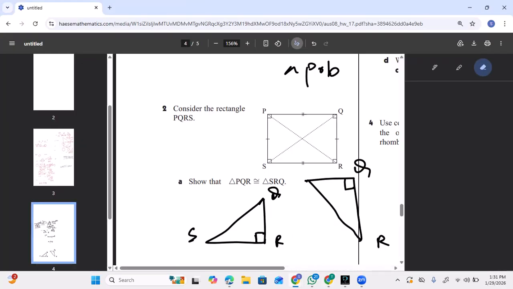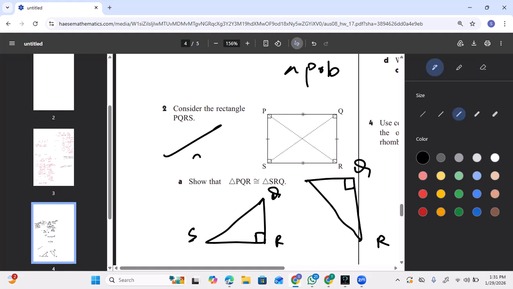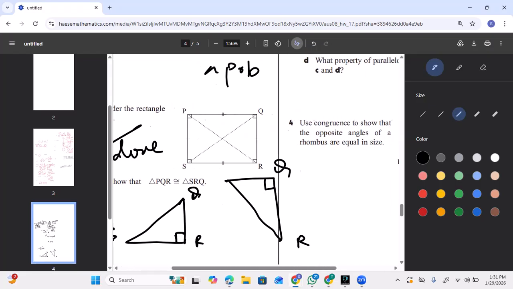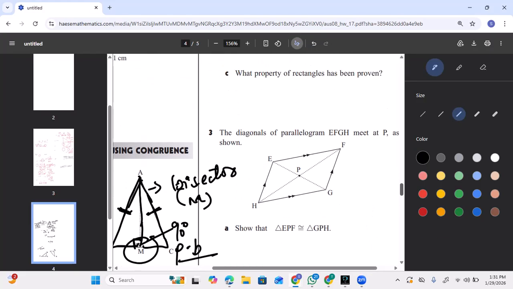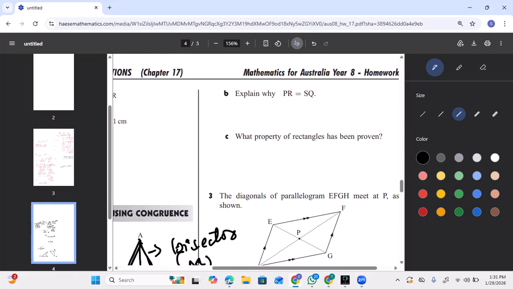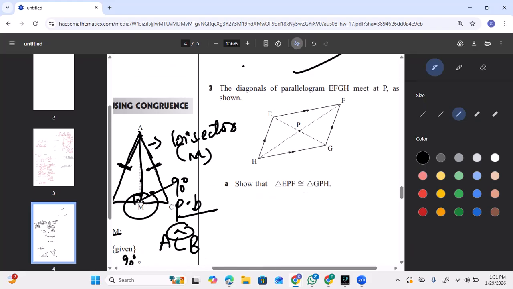Okay, so now I have done this question as well. Let's move to another question. So we have proved this. Now we have another very interesting question.